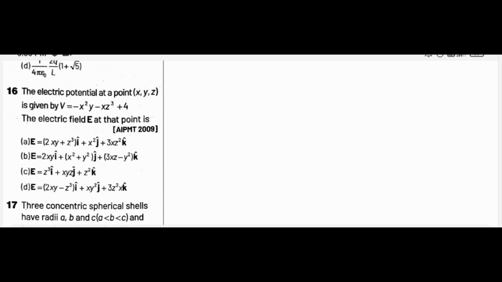Moving on to the next question, that is the 16th. The electric potential at a point P(x, y, z) is given by V is equal to minus x squared y minus x z cubed plus 4. The electric field E at a point is? They have given the electric potential and they are telling us to find the electric field. This is differentiation, by the equation E is equal to minus dV by dr. We can solve this.